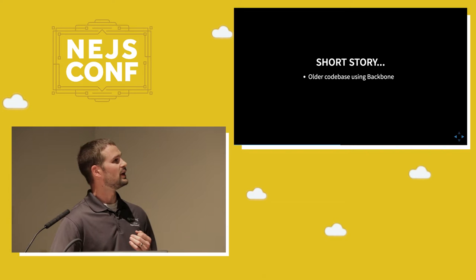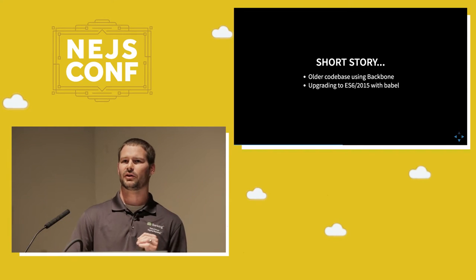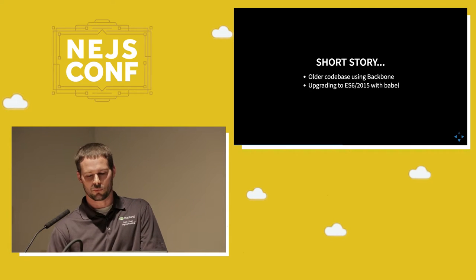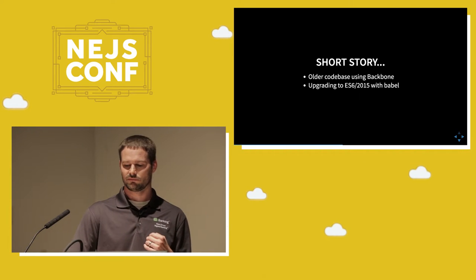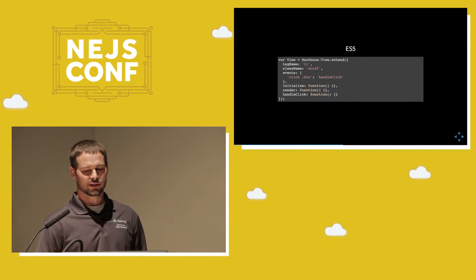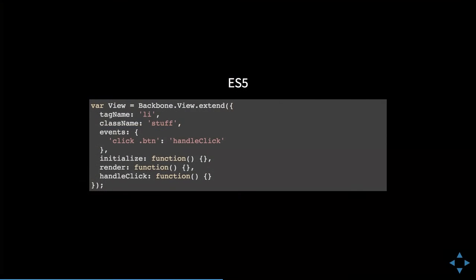But we had this older code base using Backbone. We're trying to upgrade it, and that actually ran into some problems. I don't know how many people here use Backbone, so you're going to get a quick insight on why I thought decorators really helped us migrate to ES6 with Backbone. If we look at a simple Backbone view, if you're not familiar with Backbone, a view is just a kind of a DOM element that you render. You can define the tag, the class, and events on it.